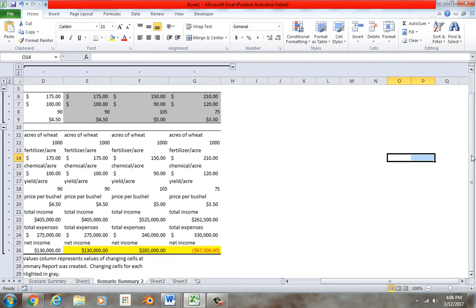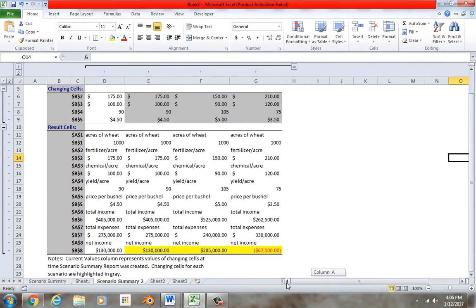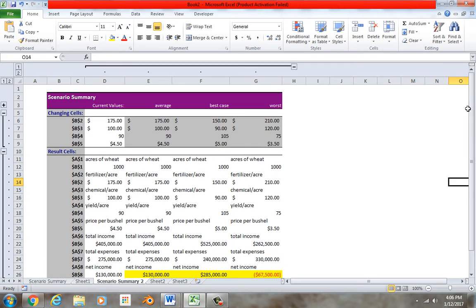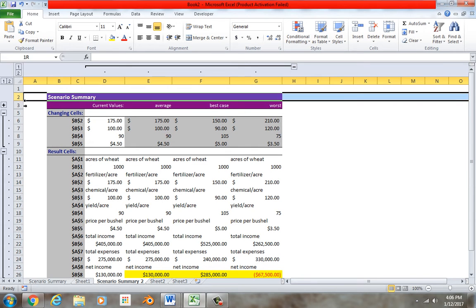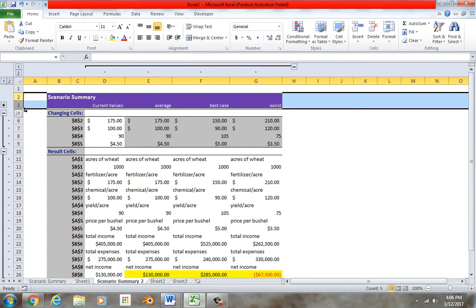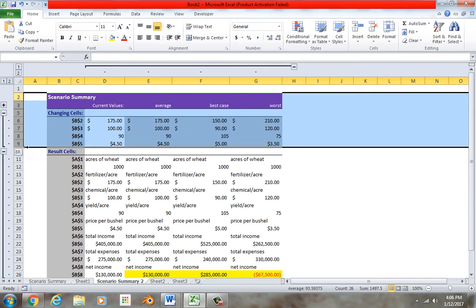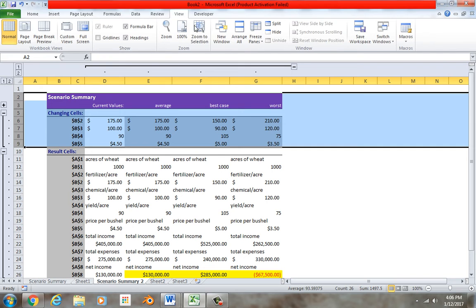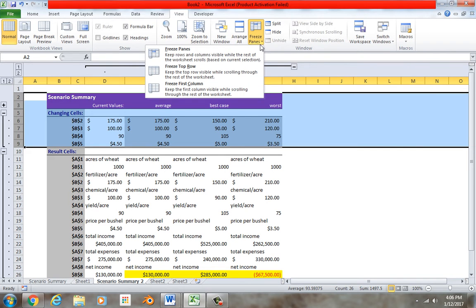Something that I find very helpful, and I don't think enough people know this about Excel, is that up here I'd really like these rows to not change. In fact, I might actually like all of those rows not to move. And if that's what I want, I can come up here to View and go to Freeze Panes, and I can freeze.